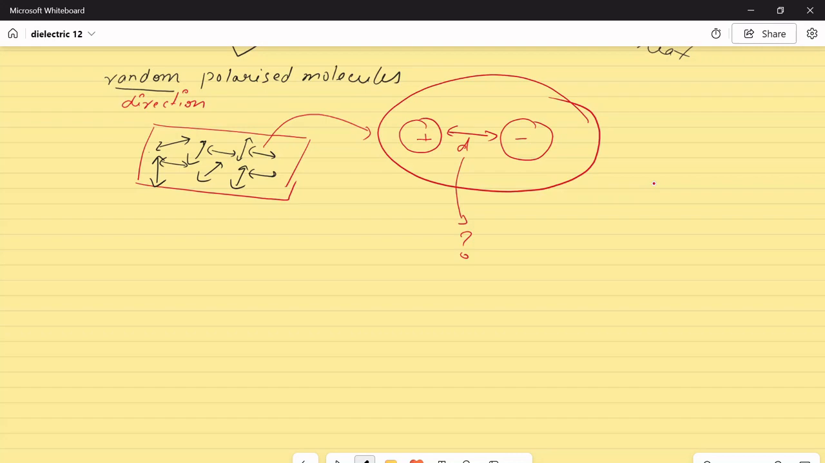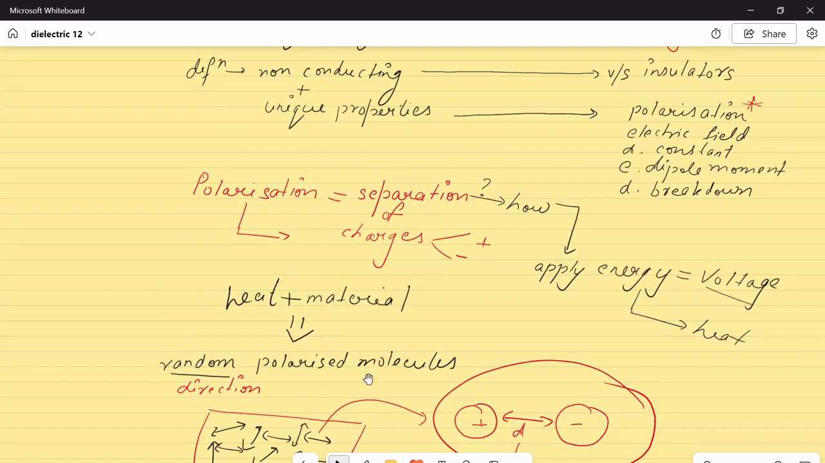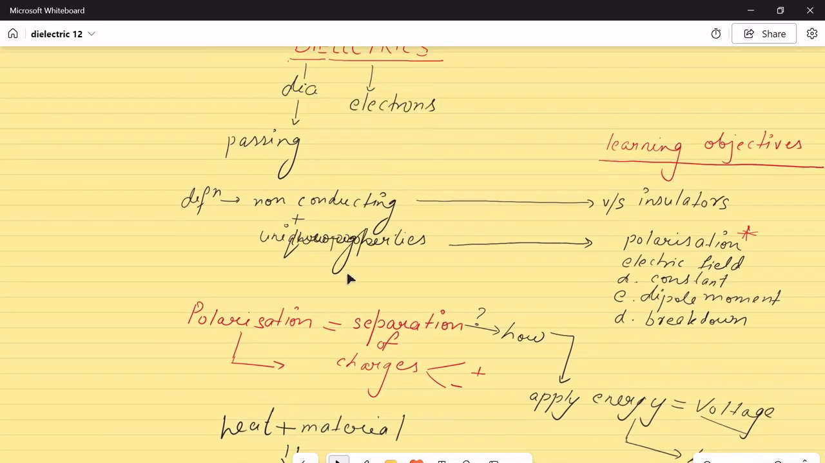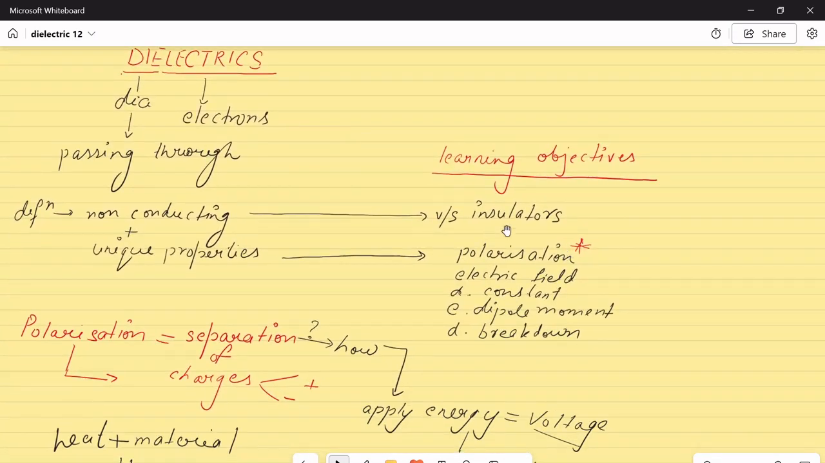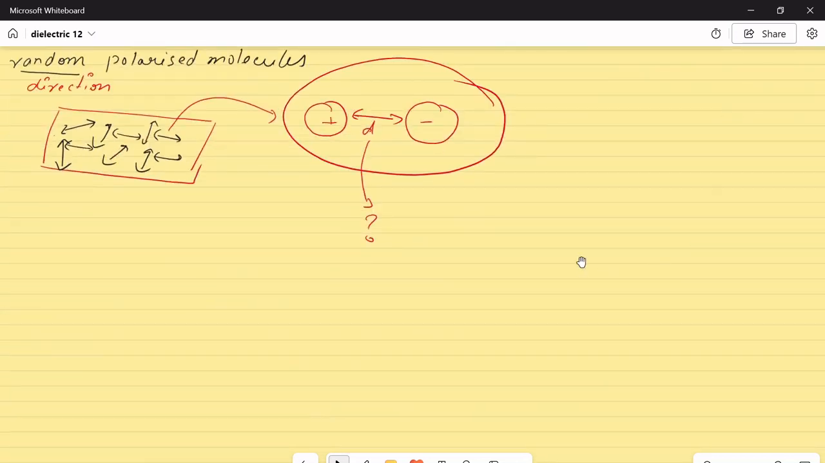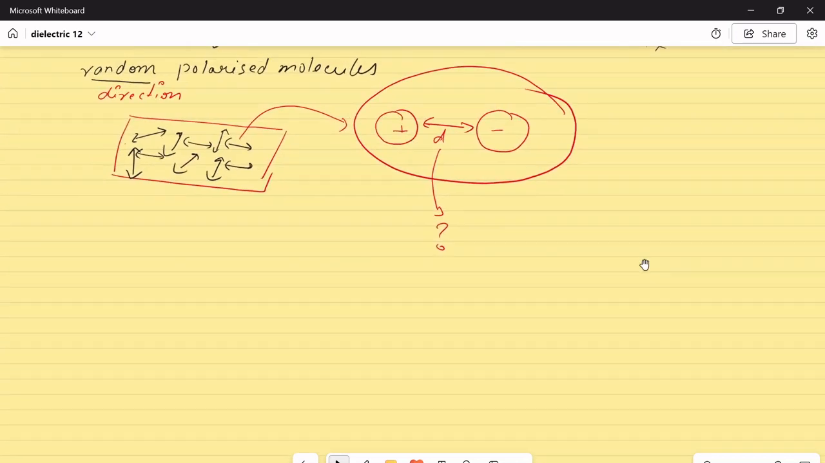Earlier, if you look at the upper portion, I talked about why we don't call the dielectric an insulator. This was one of our learning objectives. So let's focus on this learning objective here. In order to classify dielectric and insulator, I will use the concept of polarization. So let us understand that now.